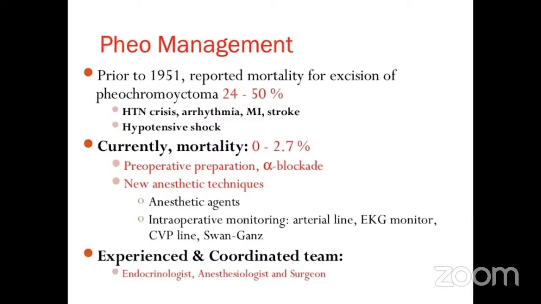Mostly the mortality for pheochromocytoma is about 24 to 50% because of hypertensive crisis, arrhythmias, MI, stroke, and hypertensive shock. Currently, the mortality is reduced to 0 to 2.7% because of the preoperative management we are using, like preoperative preparation, alpha blockade, and the new anesthetic techniques, like use of various anesthetic agents and intraoperative monitoring. So we are performing the case of pheochromocytoma.